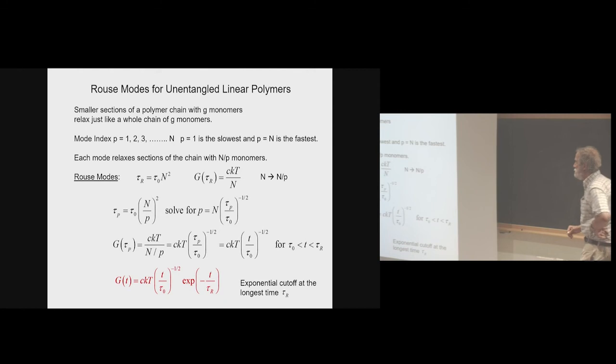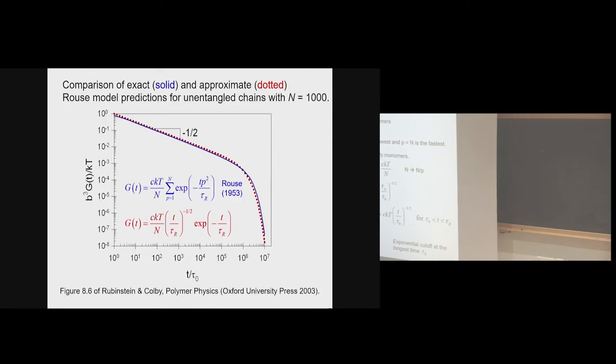And all we need to do is multiply that simple power law with an exponential cutoff at the longest time, which is tau R. And then we have a full G of t prediction of the Rouse model. Well, this is kind of the cheap and cheerful scaling version of the Rouse model. We can compare that with Rouse's solution. So Rouse solved the many coupled harmonic oscillators and got a sum solution, which is in blue. And our cheap and cheerful one is shown as the red dots. So you can see they seem to agree reasonably well. And the nice advantage of the cheap and cheerful one is it's telling you the assumption we made, that each mode is relaxing sections of N over p monomers, is maybe the right way to think about what the Rouse model means.